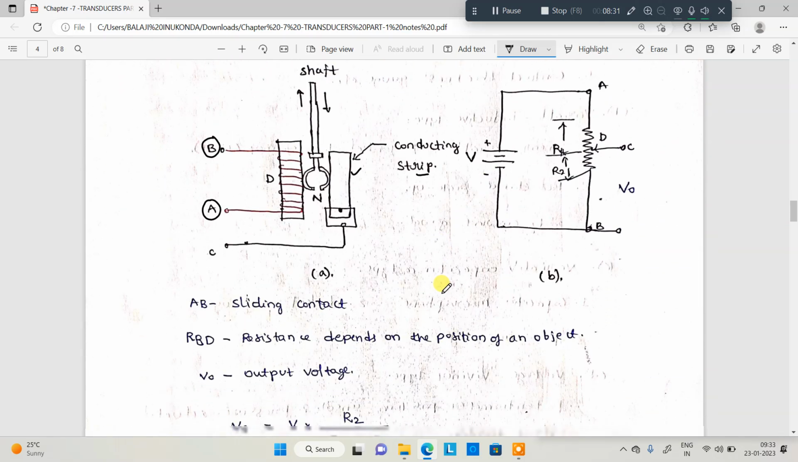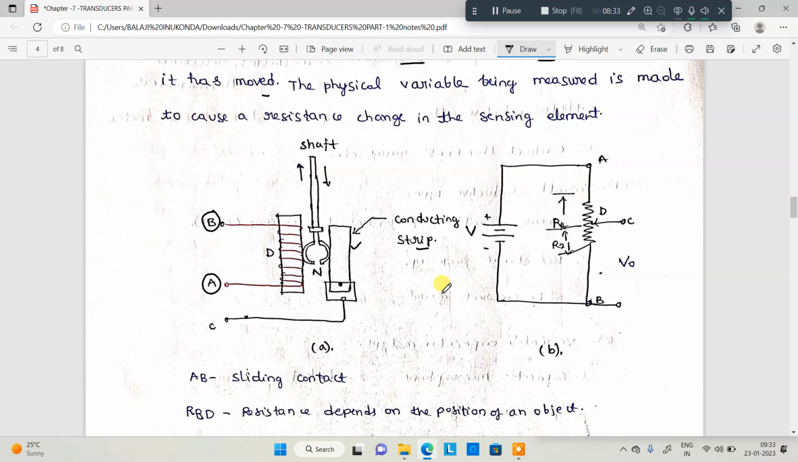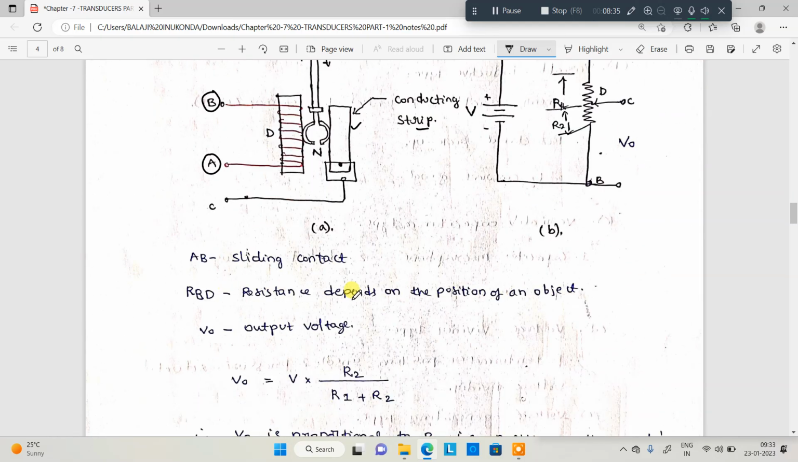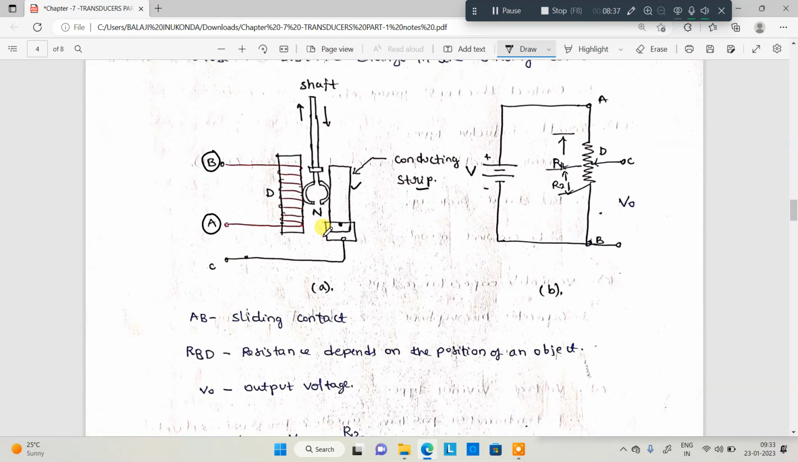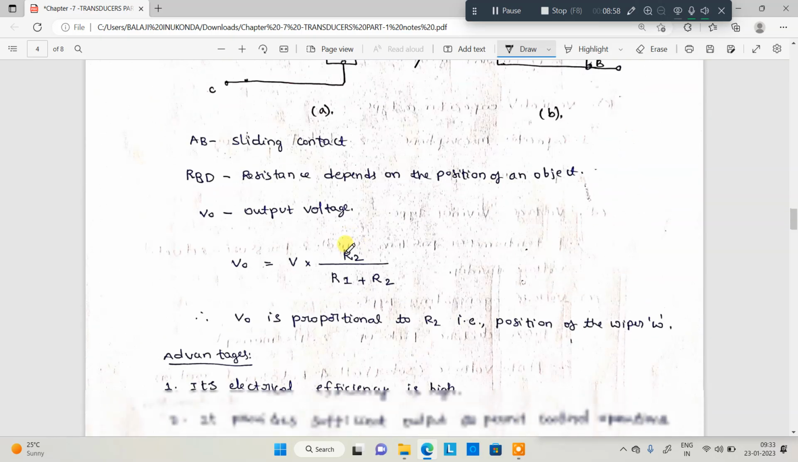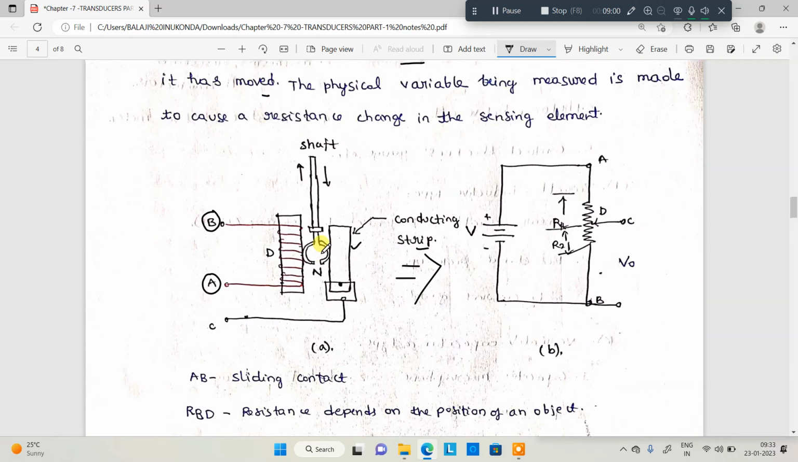So now here A and B are the sliding contacts, and R_DB is a resistance depending upon the position of the object, and V0 is the output. Here this is the V0 output. So this entire circuit is converted into an electrical circuit. This is a voltage input, as well as the resistances R1 and R2. The C output is a variable terminal. V0 is available here.